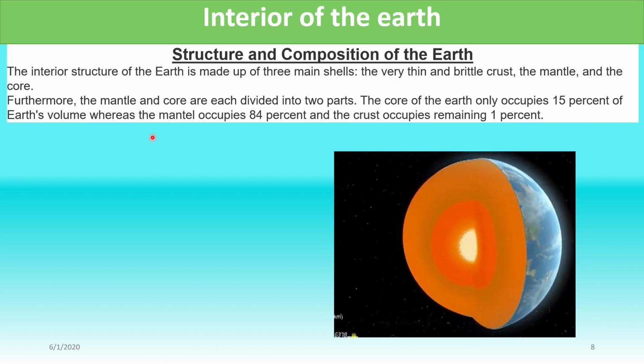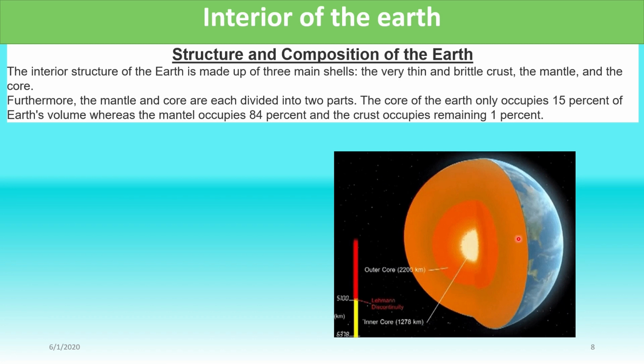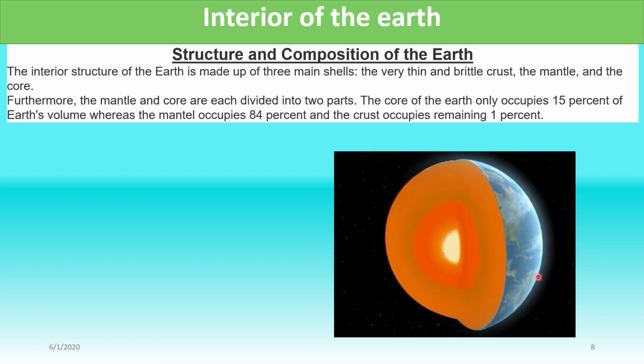15% of the Earth's volume is occupied by the core and 84% is occupied by the mantle and 1% is occupied by the crust.